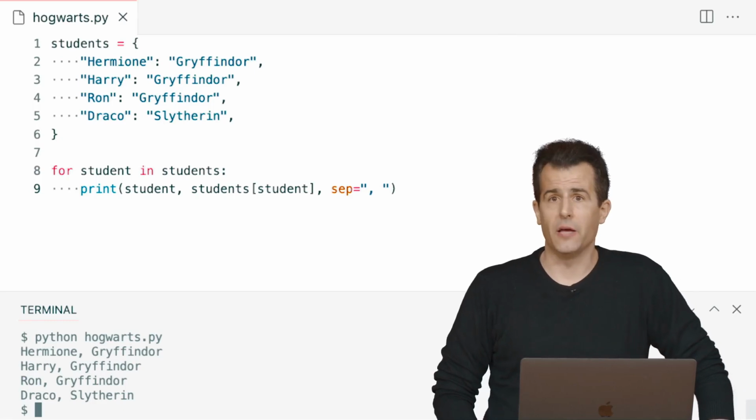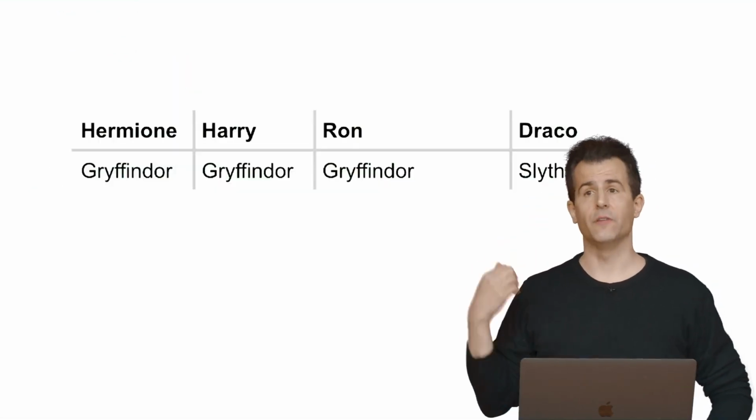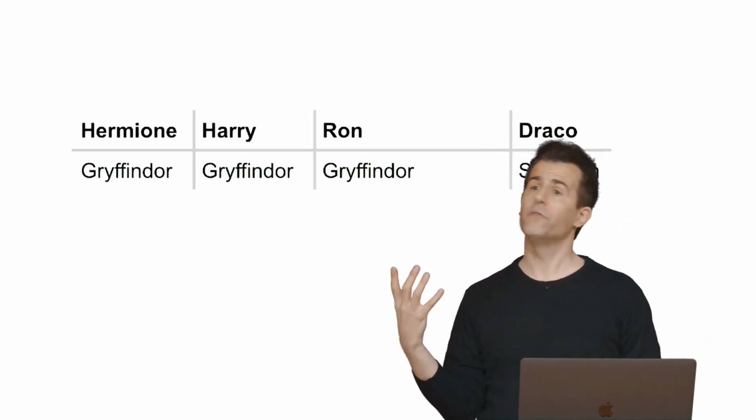So this is just a feature of Python. When you use a for loop with a dictionary, what happens is this. If this is the dictionary here with the keys on top and the values on bottom, you get to choose what the variable is called.